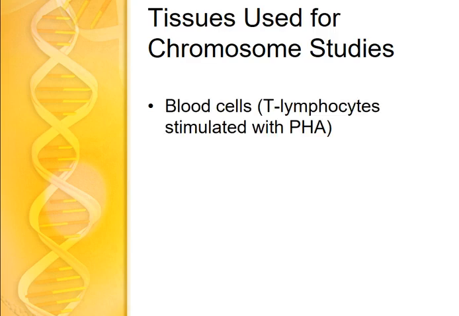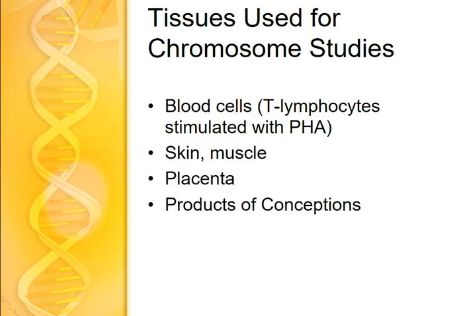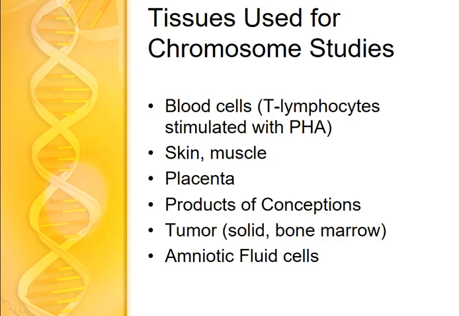The tissues that can be used include blood cells. Red blood cells usually don't have a nucleus, so it's T-cell lymphocytes, skin, muscle, placenta, and products of conception, which is basically everything that comes out when a woman loses a pregnancy. And then tumors and amniotic cells. Amniotic cells are actually skin cells from the amniotic fluid that are sloughed off, and so those are the cells that can be used to do chromosome analysis. And chorionic villi sampling is a piece of placenta.